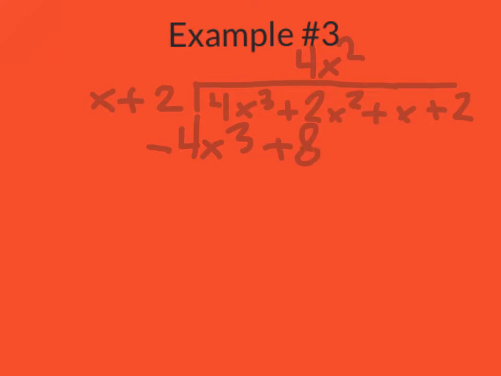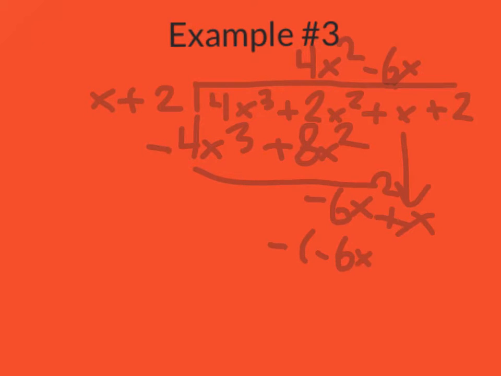plus 8x squared. Subtract, we're left with negative 6x squared, and we're going to bring down that x here, so plus x. And now, how many times will x plus 2 go into that? We have minus 6x times, so negative 6x squared minus 12x.